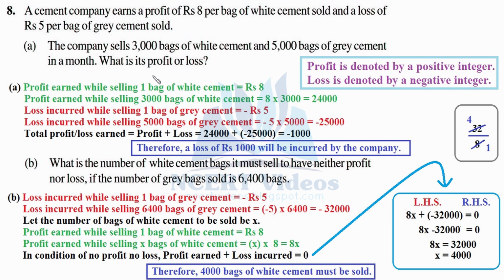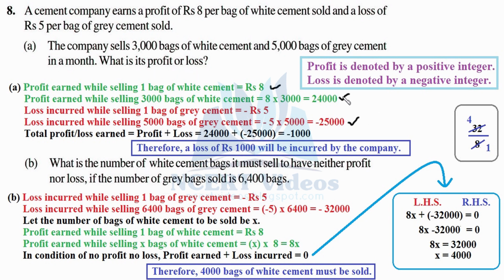Profit earned while selling 1 bag of white cement is 8, and the company sold 3,000 bags of white cement. That means total profit earned by selling 3,000 bags would be 8 into 3,000. Simply multiplying 8 into 3 gives you 24, and attaching 3 zeros to it gives 24,000 profit. But there is also a loss while selling 1 bag of grey cement, that is of 5 rupees loss. Therefore we write it as negative, and 5,000 bags were sold, therefore minus 5 into 5,000. Again 5 into 5 is 25, plus minus is minus, therefore minus 25,000 loss.